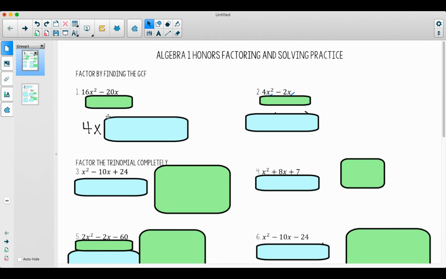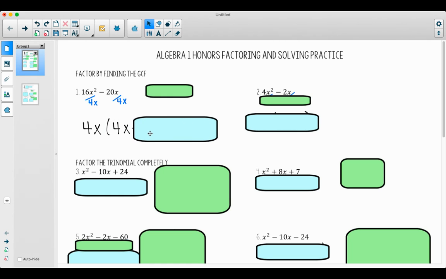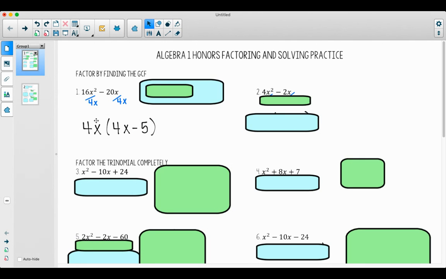But now we need to figure out what's going to be remaining inside the parentheses. To figure out what's going to be remaining, we divide both these numbers by the GCF. When we're dividing that by that 4x, we divide the coefficients or the numbers, and then we subtract the exponents. So 16x squared divided by 4x is going to get me 4x. Negative 20x divided by 4x is going to get me negative 5. I can always redistribute that 4x to make sure I get that original problem back.